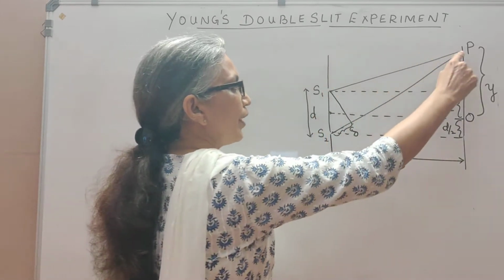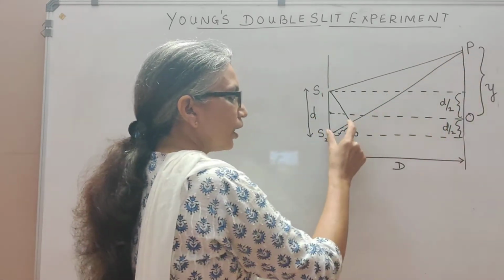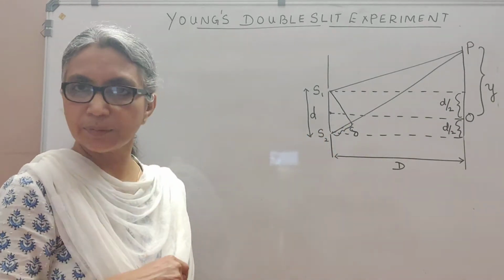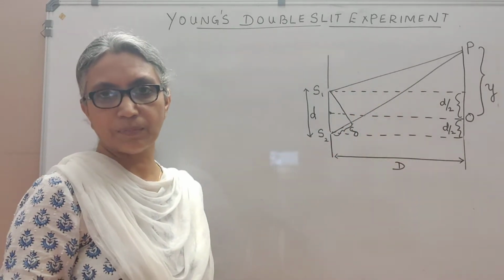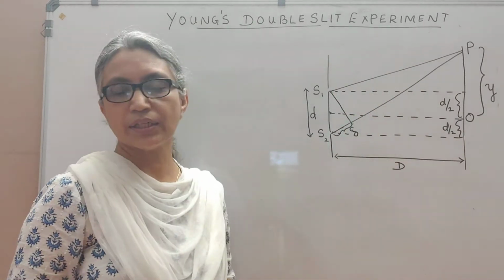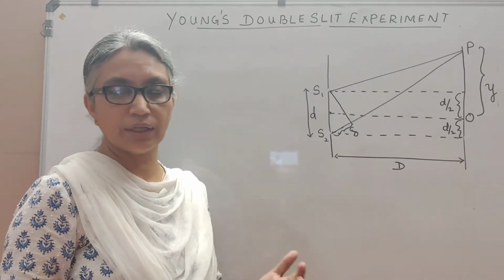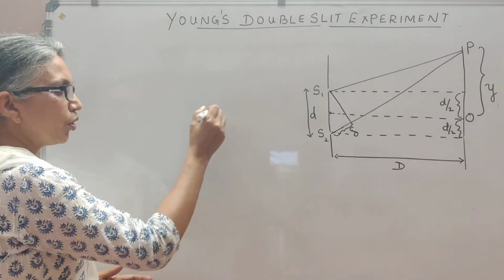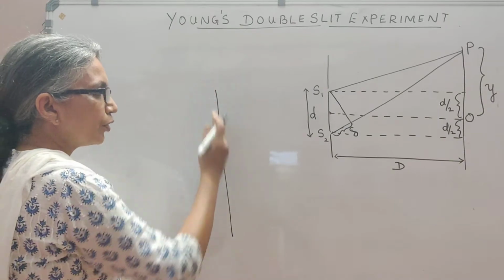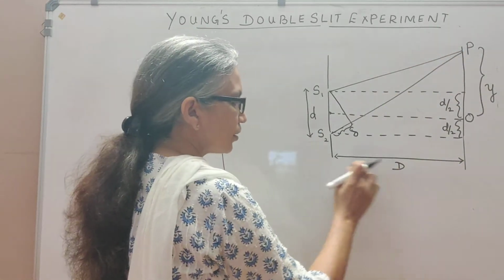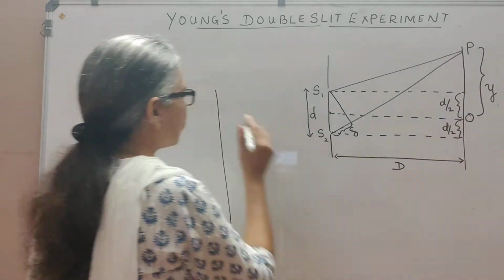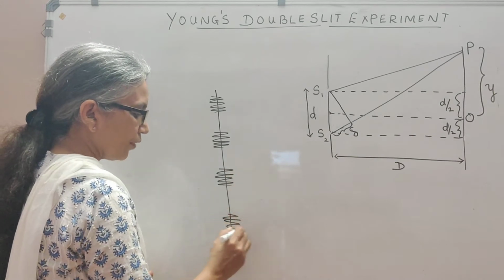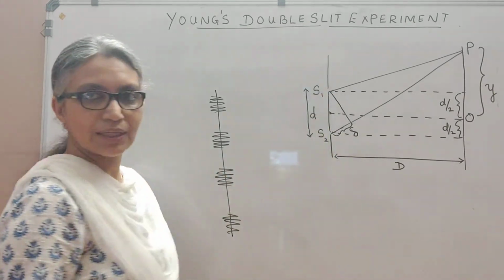Now, when these waves from S1 and S2 reach P, they can have a path difference, and if that path difference is an integral multiple of lambda, then P is going to be a bright band. If this path difference is an odd multiple of lambda by 2, then P becomes a dark band. This phenomenon of interference will produce on the screen, which is placed at a distance d from the double slit, alternate dark and bright fringes because of the superposition of waves from the coherent sources, S1 and S2.